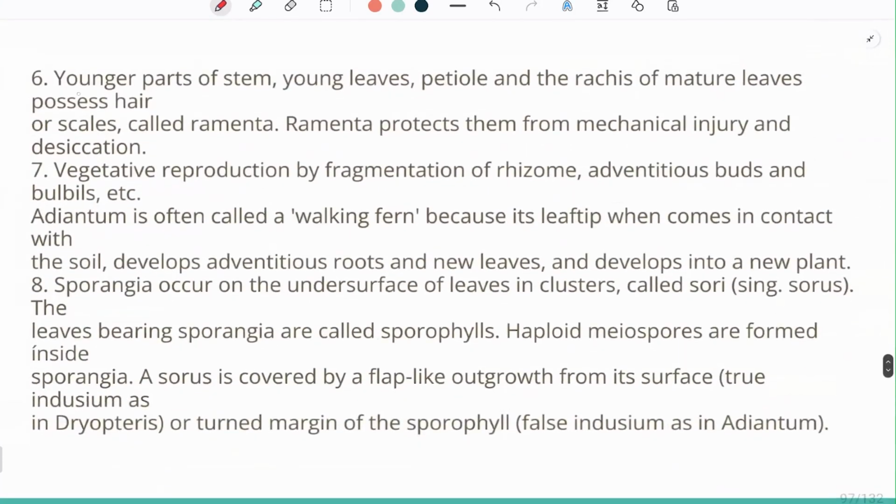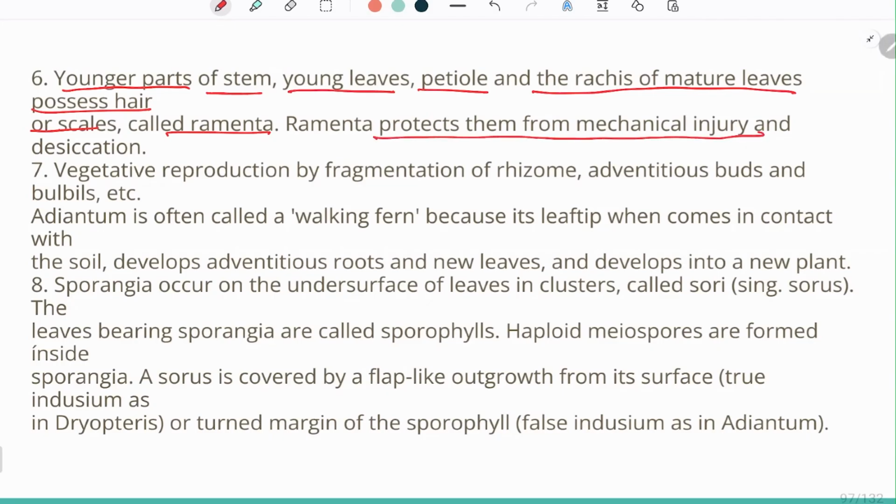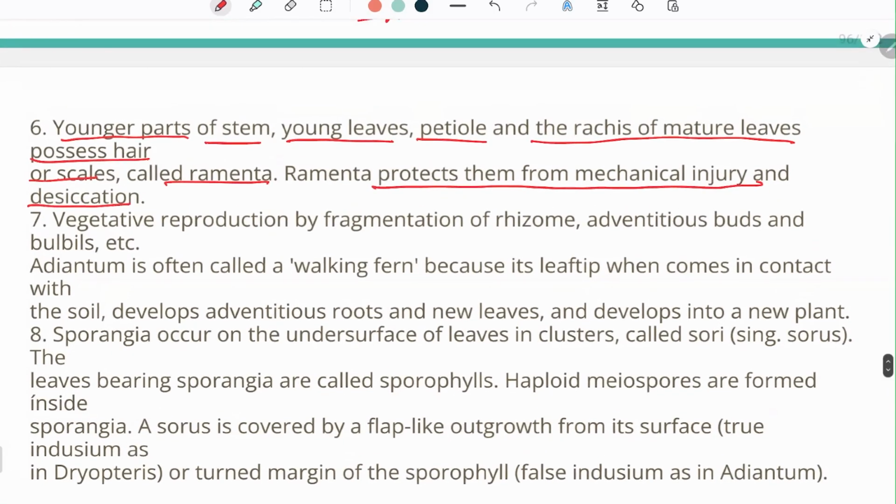Now, the younger parts of the stem, young leaves, petiole, and the rachis of mature leaves possess hair or scales called ramenta. So the younger parts of the stem have a hairy-like structure, which is termed ramenta. Ramenta protects them from mechanical injury and desiccation. Sometimes we have seen that some plants are a bit hairy. The stem and the leaf are a bit hairy if we touch them, while some leaves are very smooth. The cuticle is present on them, but some are hairy.